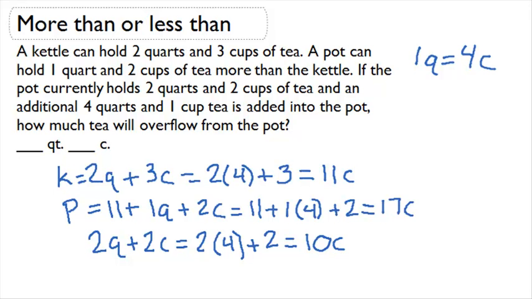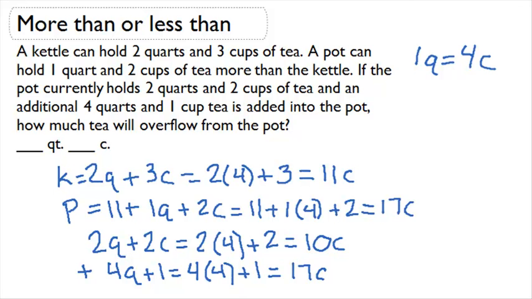And then we're going to add to that our 4 quarts that we're pouring in, plus 1 cup, which is the same thing as saying 4 times 4 cups in each of the 4 quarts, plus 1 more cup. 4 times 4 is 16, plus 1 is 17. And that's the amount of cups that we're going to pour into the pot.